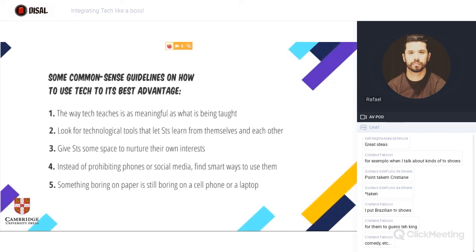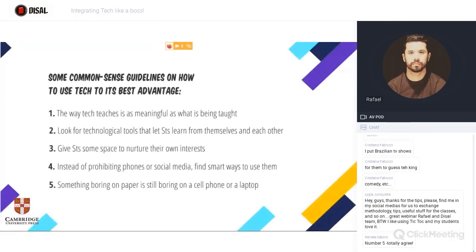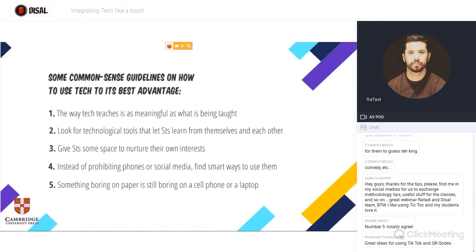And finally, my tip number 5, which is the very last one: something boring on paper is still going to be boring if just replaced by a cell phone or a laptop. As an example, instead of using digital illustrations of different shapes when teaching maths, why not come up with some augmented reality tool to teach spatial reasoning in geometry? That would be something super cool to do, you know?